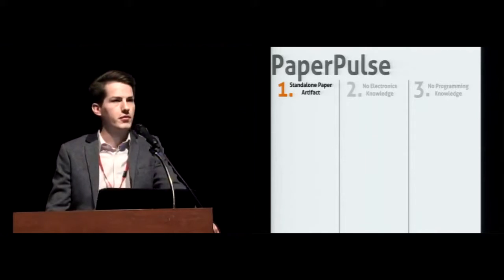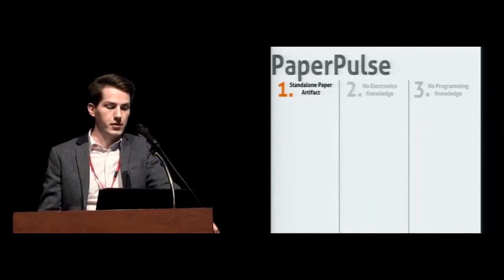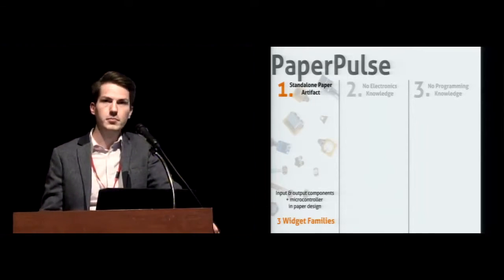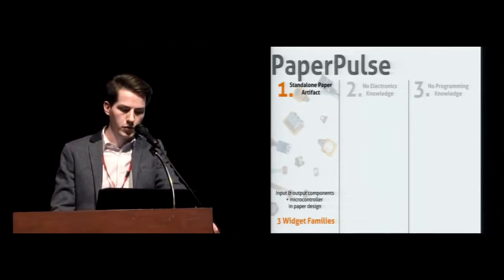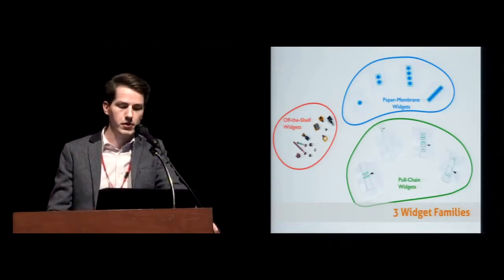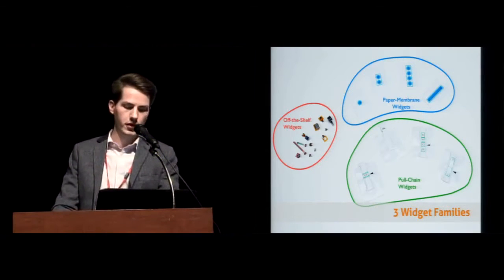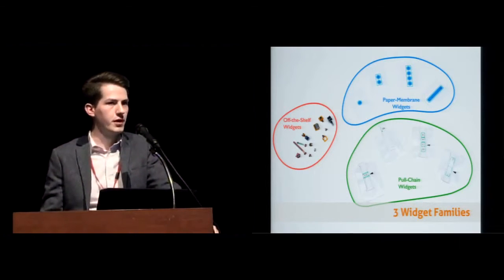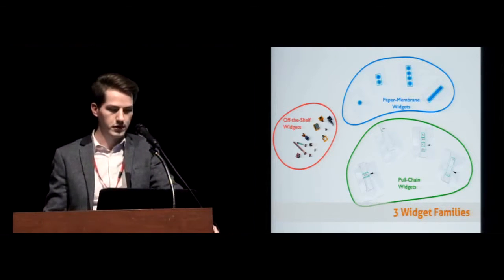So these are the three fundamental principles on which PaperPulse is built. It allows you to make standalone paper artifacts because we integrate input-output components as well as a microcontroller in the paper design. So we contribute 3 widget families to do so. We have off-the-shelf widgets, paper membrane widgets, and pull chain widgets. Each of these widget families are different, but they still provide all basic controls like switches, buttons, and sliders.